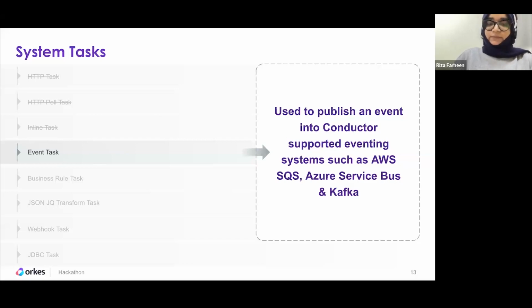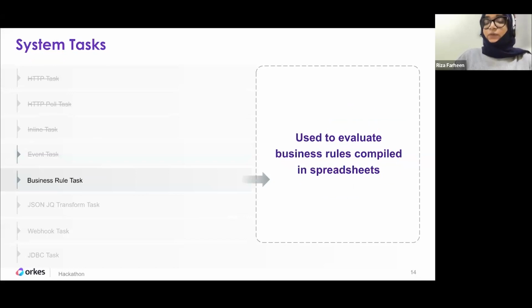Then we have the business rule task. Suppose you have a vast spreadsheet that you need to evaluate, which has too many rows and columns. What you can do is input this spreadsheet using this business rule task, and this task would evaluate the spreadsheet for you. It is now supported in three different formats, that is CSV, XLS, and XLSX.